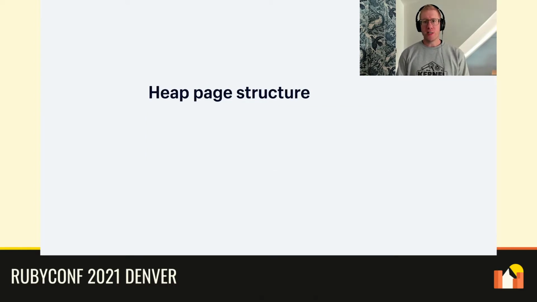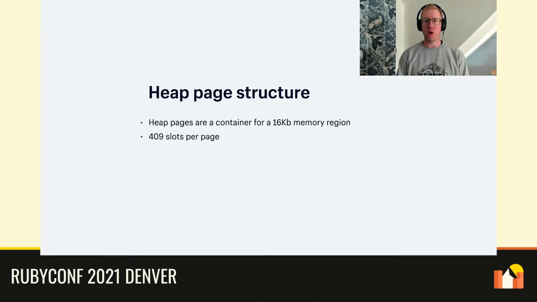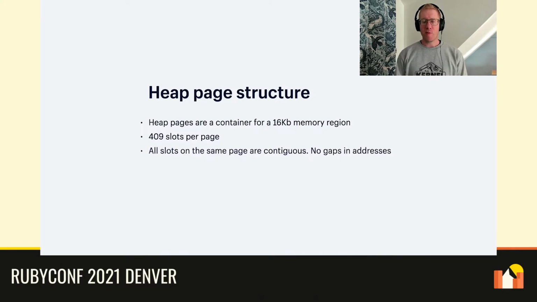These RVALUEs are organized into regions called pages. A heap page is a 16 kilobyte memory region. Each page has a maximum of 409 slots, where each slot can hold one RVALUE. A heap page's memory region is always contiguous. The slots have memory addresses that are 40 bytes apart with no gaps between them.